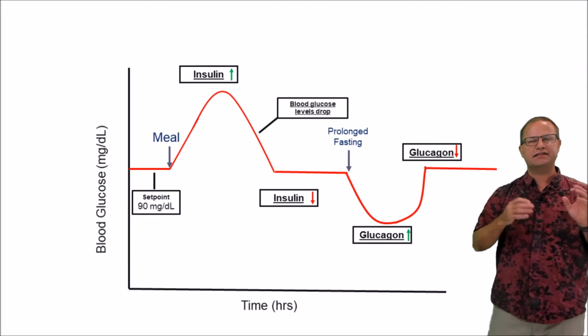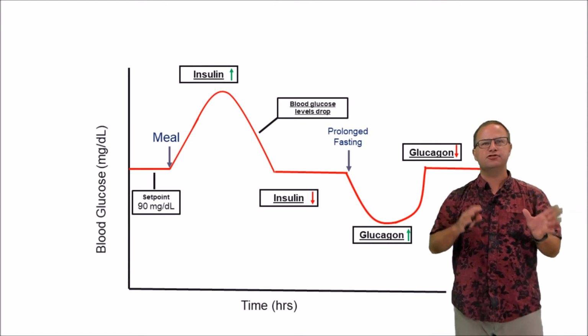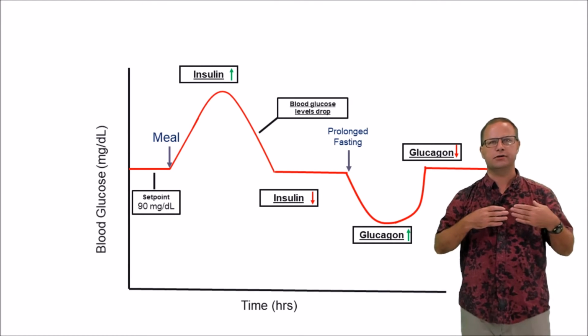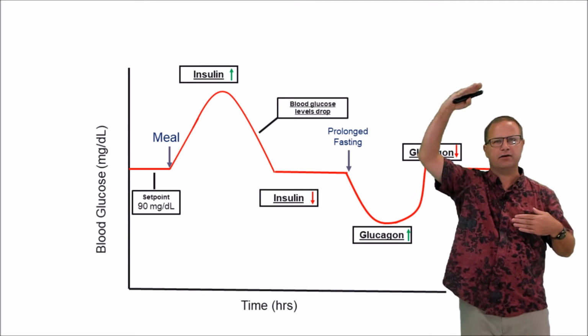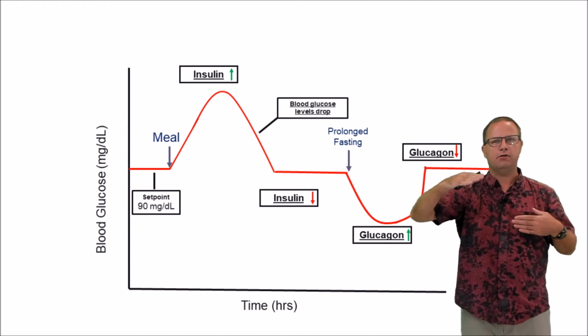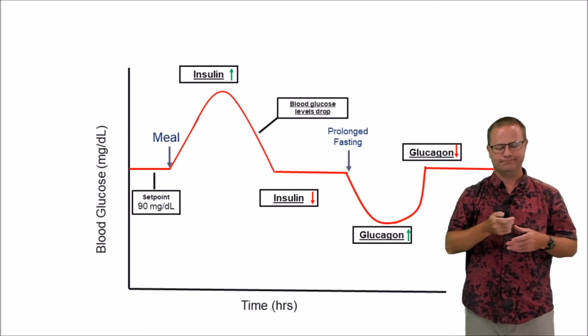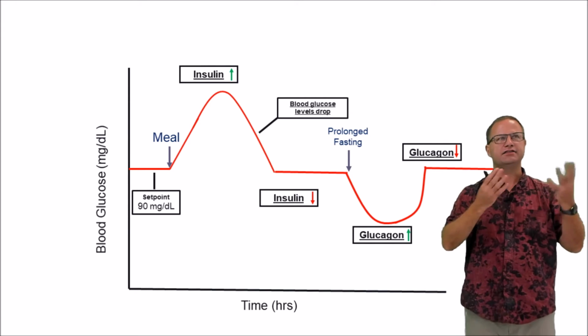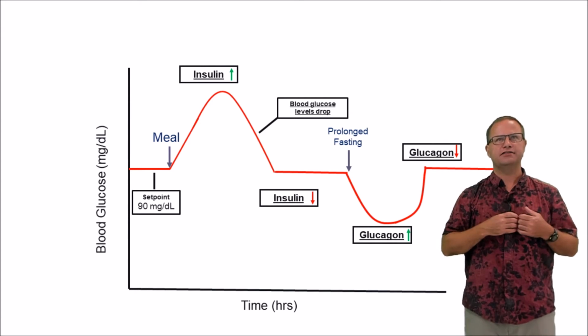Remember, all of this is an example of negative feedback because it helps to reverse a change in controlled condition. We were at 90 and then somehow we got away from 90, and negative feedback always helps us to get back to our set point. So big picture here is insulin lowers blood sugar, glucagon raises blood sugar.